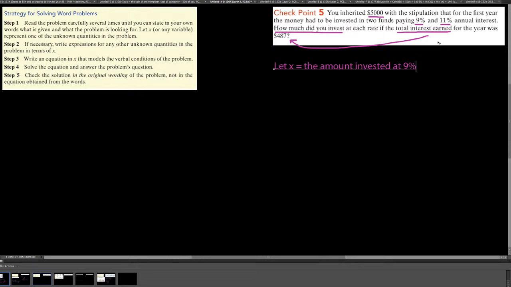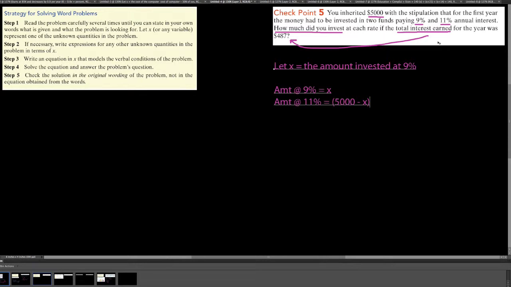So now that we have that, let's come up with an expression for each of the different accounts. The amount at 9%, this one's easy. We're going to let that be represented by x. But the interesting thing is, for the amount at 11% interest, we had $5,000 total. So how much is invested at 11%? It'd be whatever's left over after we take our original $5,000 and subtract off the amount we invested at 9%, which happens to be x. So this would be the original $5,000 minus the initial x that we invested at 9%.